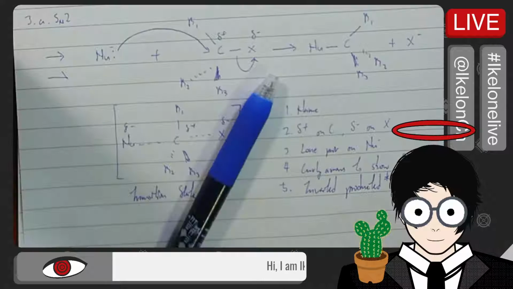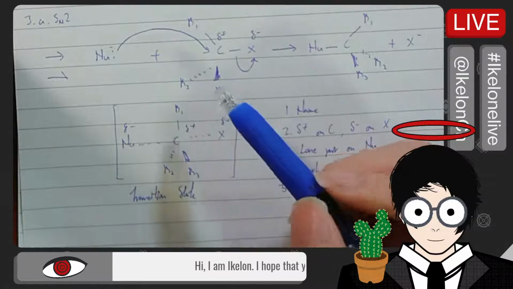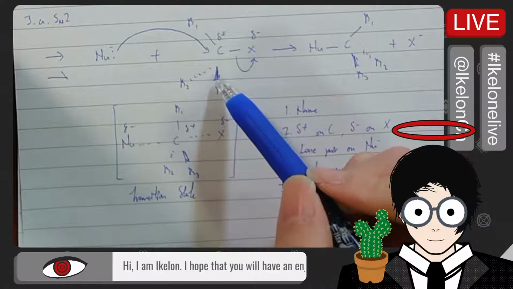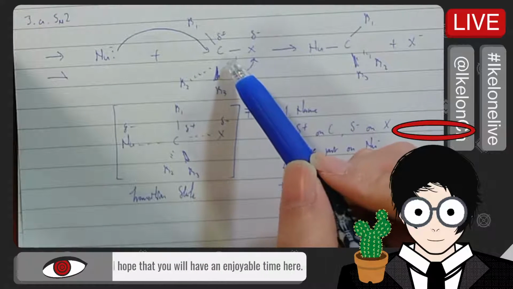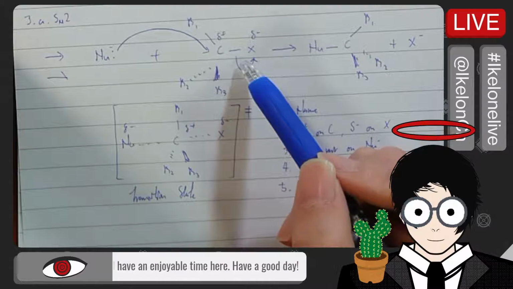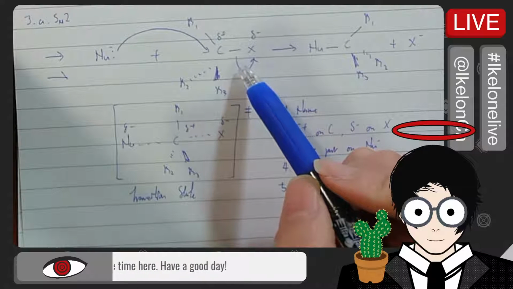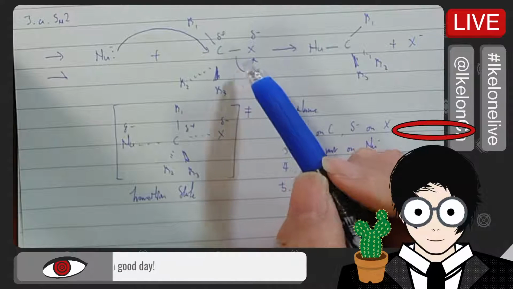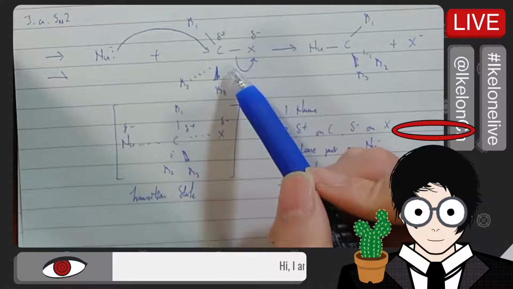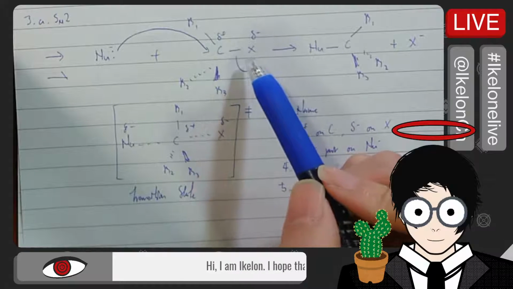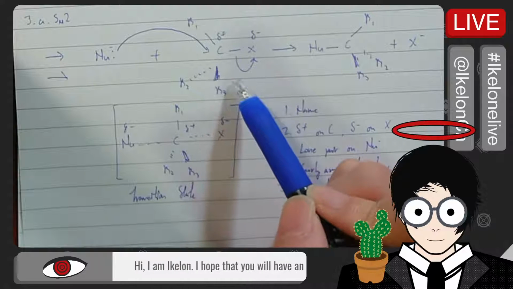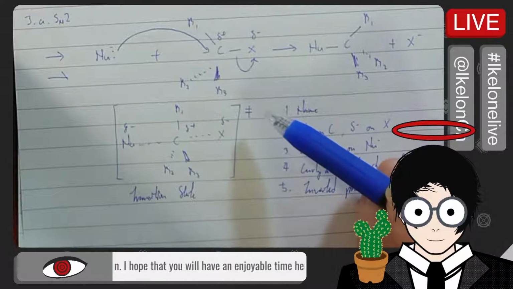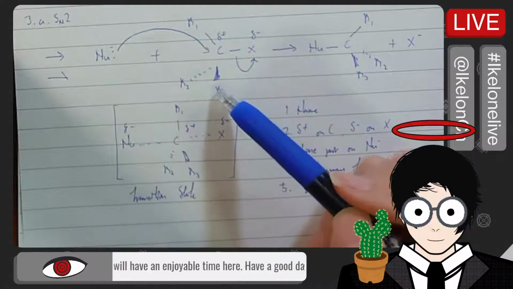So what this means is, if you look at this mechanism, it requires the breaking of the CX bond. If the CX bond is strong, it will need a lot of energy, and the reaction will proceed slowly. That's why, if the CX bond is stronger, the reaction will be slower. And the second thing is steric effects of R groups. So these are our R groups.